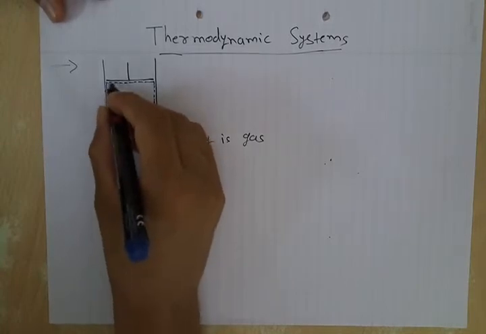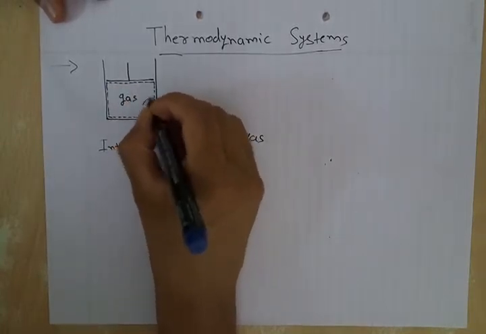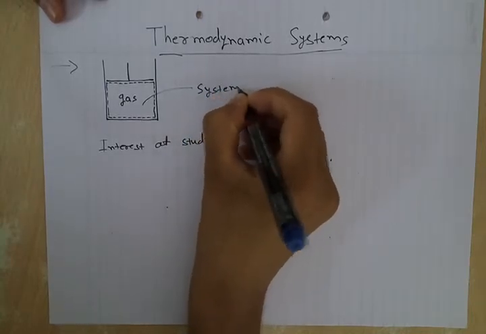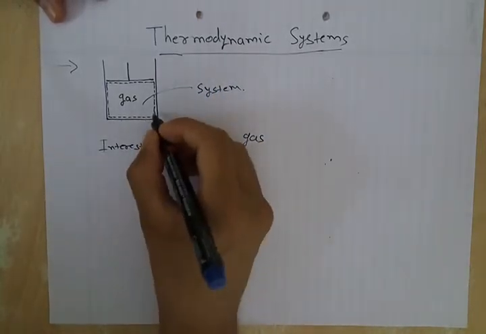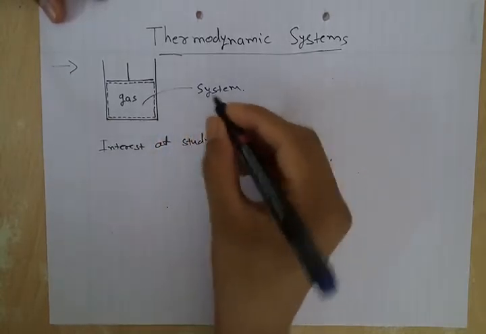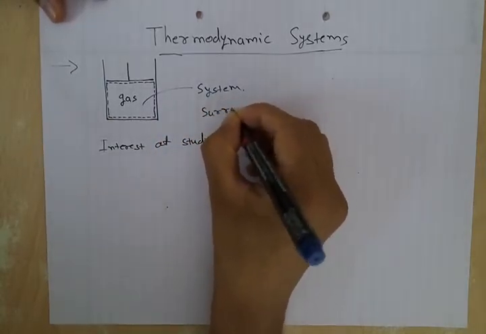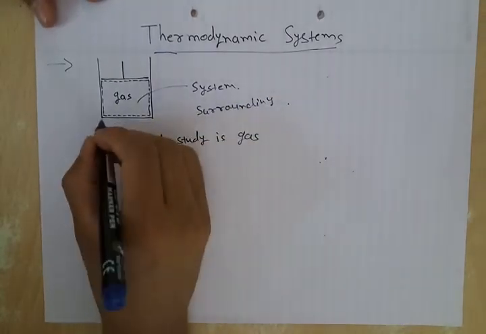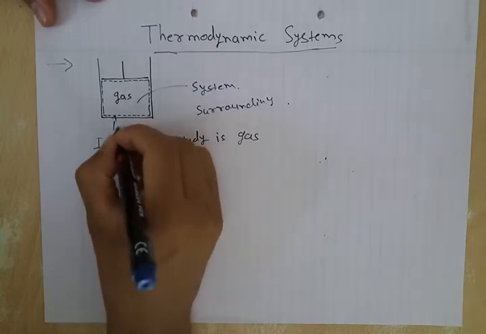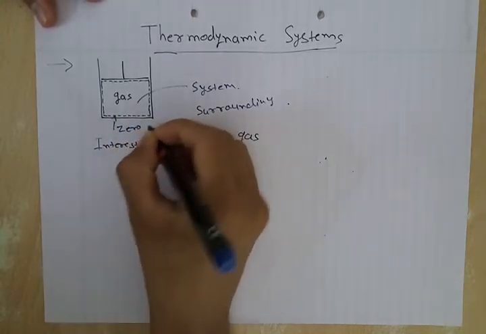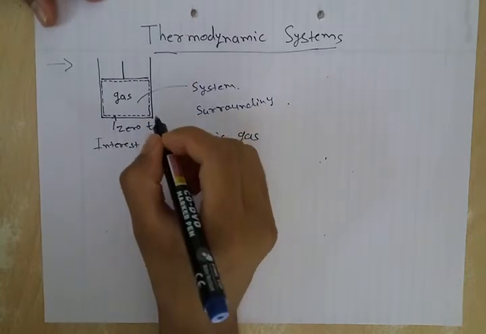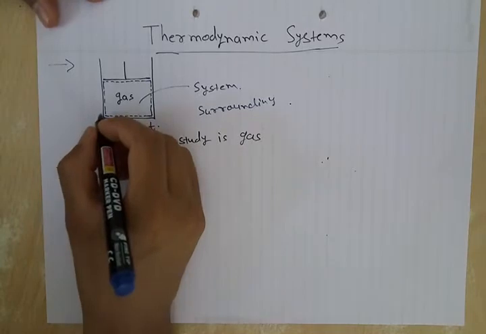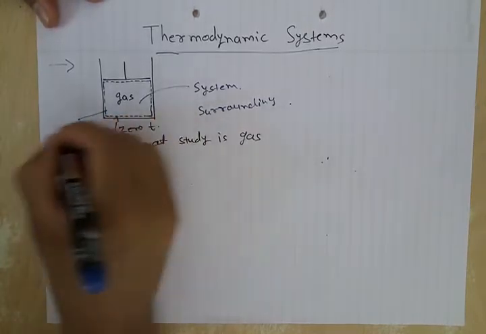So everything inside this boundary is called system, and everything outside this boundary is called surrounding. Now this imaginary line has zero thickness, and it is called boundary. This imaginary dotted line is called boundary.